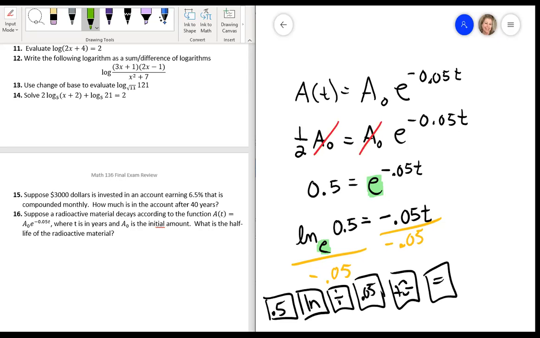It didn't tell me where to round off, but it's 13 point, we'll say 86, to 2 decimal places. T is in years. What is the half-life? So it'll take approximately 13.86 years for it to be half of what it was to begin with.